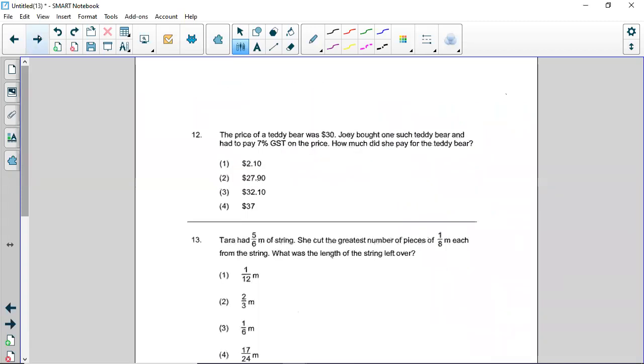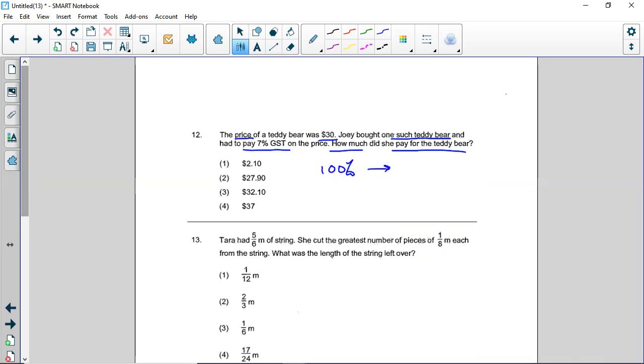Now, the price of a teddy bear was $30. Joey bought one such teddy bear and had to pay 7% GST on the price. So how much did she pay for the teddy bear? Now, before you can add the GST, what is the lesson? You must always start with 100%, which is your base. When you have a percentage problem, you always start with 100% first before you can plus or minus.